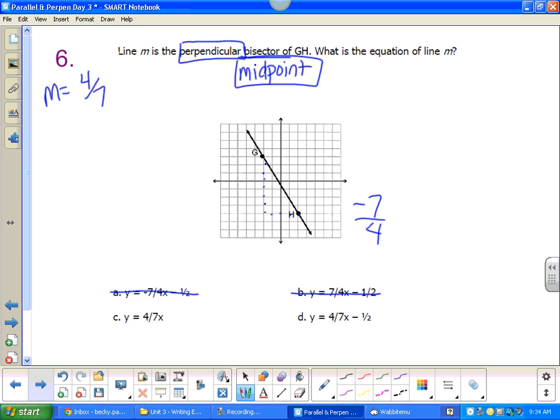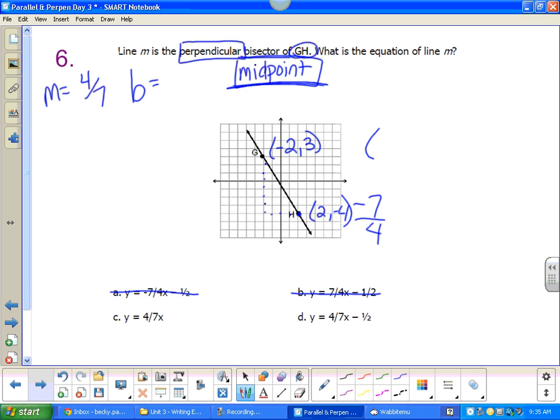So if my slope is 4 over 7, now I need to find my b. Normally this is where either they tell me the b or they tell me a point I go through. Well, they did tell me that I am going through the midpoint of GH. So what I need is the midpoint. So I need the points for G, so -2, 3. I need the points for H. And then I'm going to find the midpoint of those two.